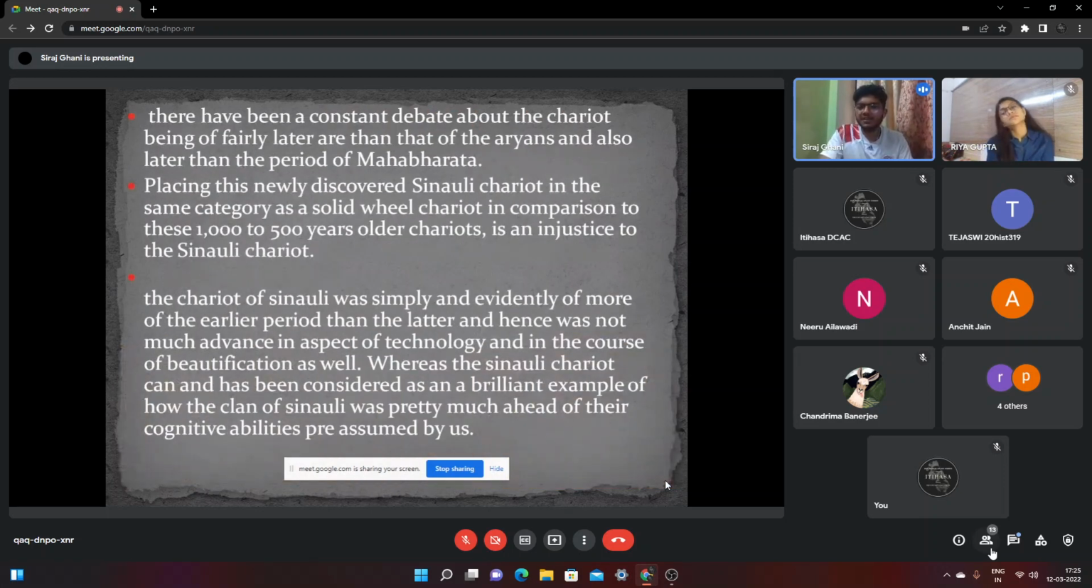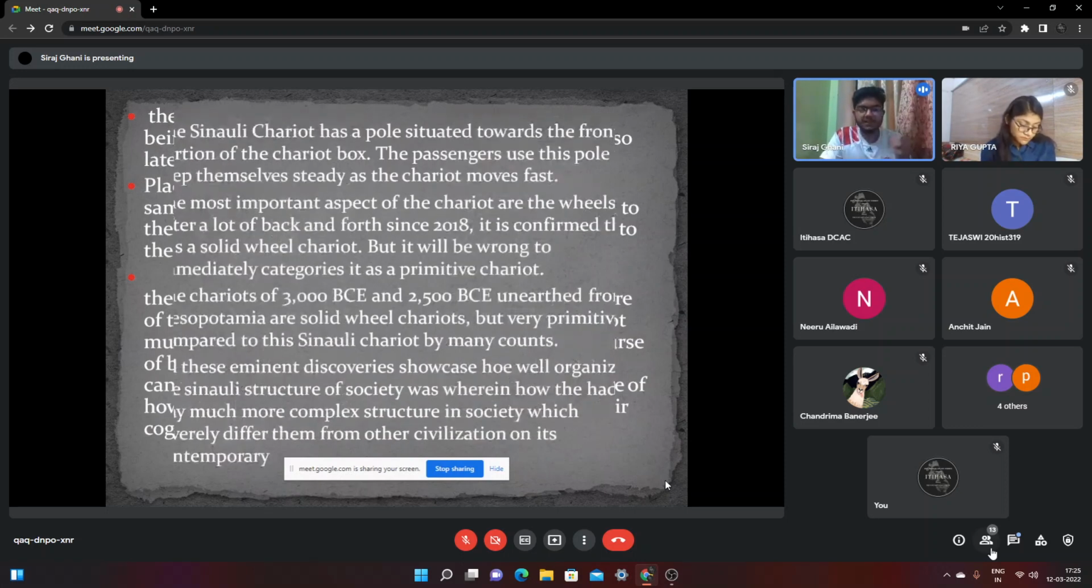Well, there has been a constant debate about how the chariot would have been used. Was it a masterpiece produced by the Indian civilization, or was it not used by the Indians and brought in by the Aryans from Central Asia? But the chariot which was found is really older than the Aryans, which places it ahead of its time.